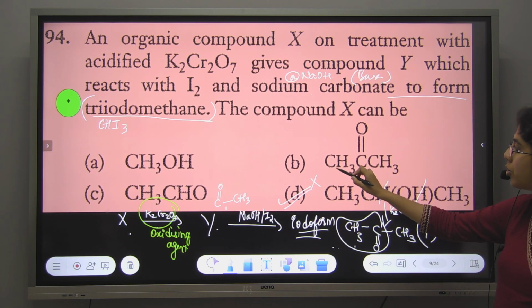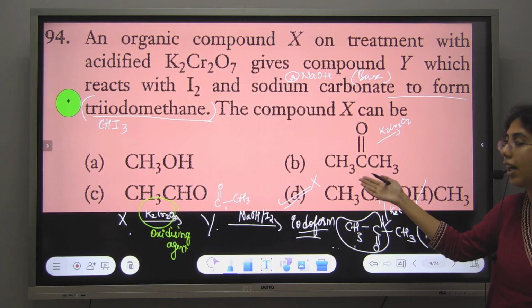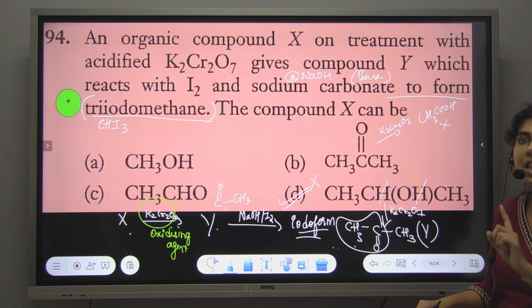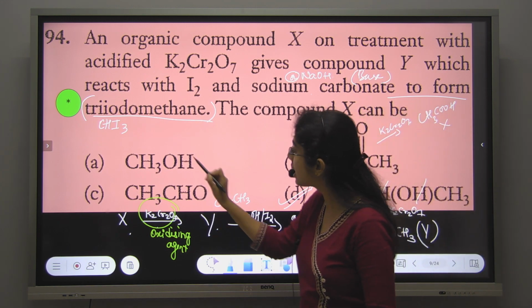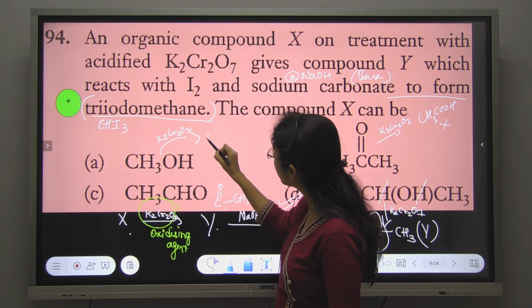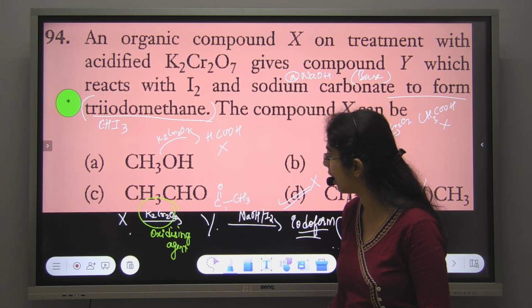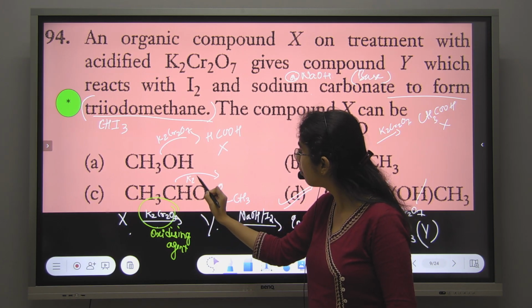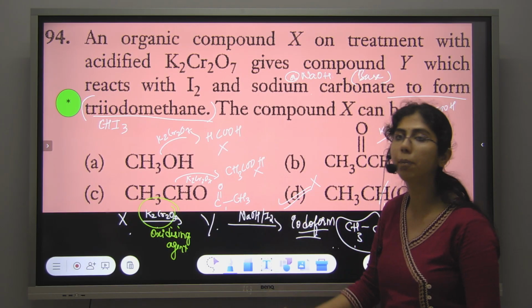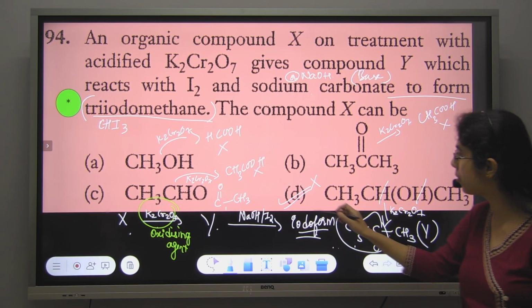No other option can give it. If you take option B and add K2Cr2O7, this is already a ketone. If you oxidize it, you will get acids. A simple acid will not give iodoform. Not possible. Now if you take this as X and add K2Cr2O7, you will oxidize this to formic acid. Again, this cannot give iodoform, it is a carboxylic acid. Again, if you oxidize this by adding K2Cr2O7, it will convert into ethanoic acid. Not possible. So you need to have a keto group like this, so that it can give iodoform. Option D is correct.